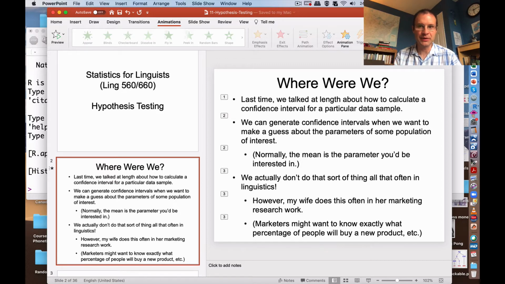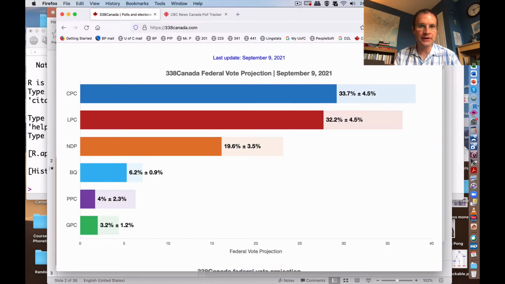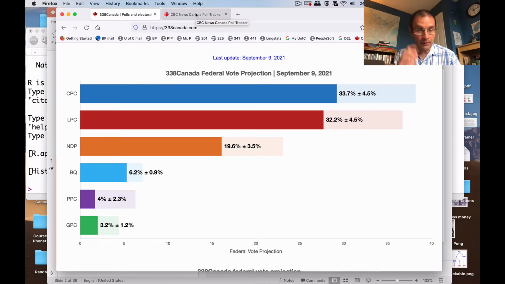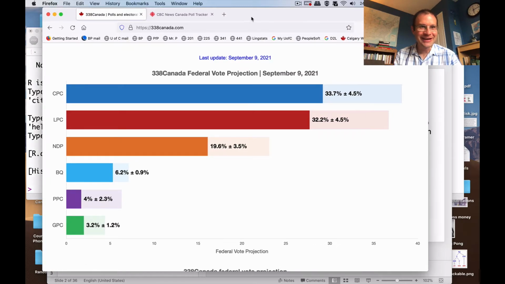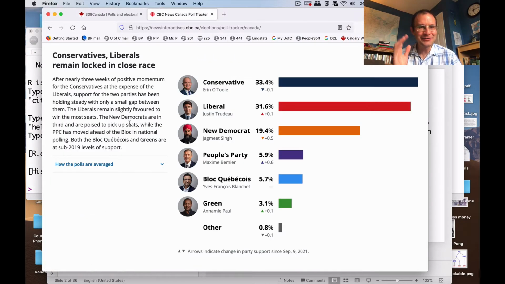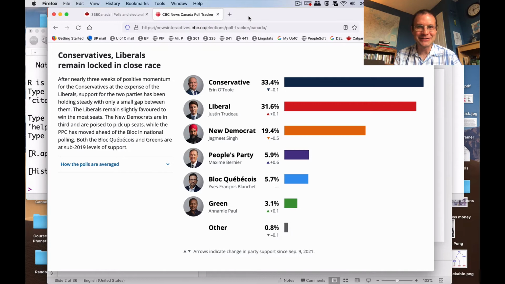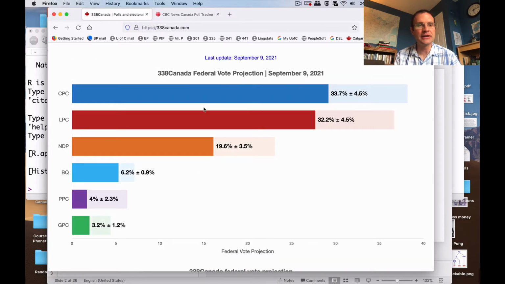There's a couple of nice websites out there about the Canadian election. There's one here called 338canada.com. There's also one run by the CBC. This, I guess, is the more private interest one. And this is the one where we all pay into the coffer to make the CBC happen. But they both have estimates about what percentage of the vote the various parties are going to get, right?